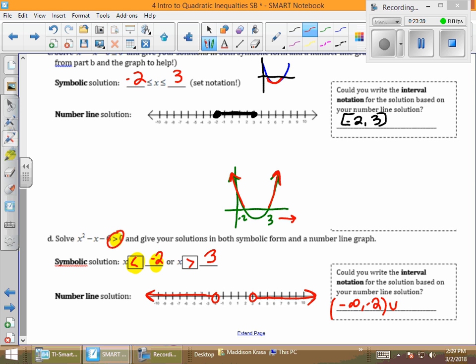Okay, and we use a U to show or. And then x is greater than 3. How do I say that? You put down 3 to infinity. Okay? It's been a while since we did that stuff. We're going to cover a lot more of this on Monday. This is just kind of like an intro.